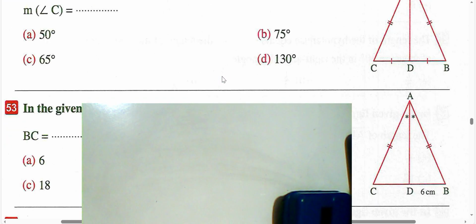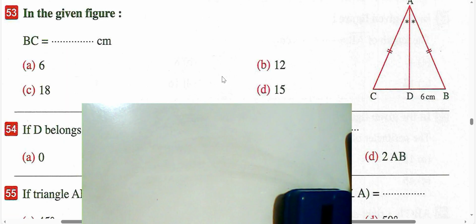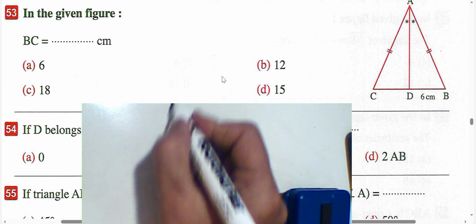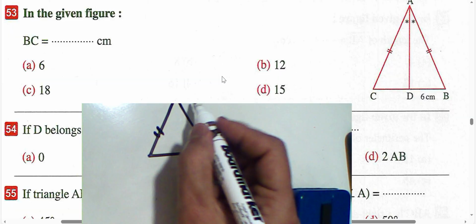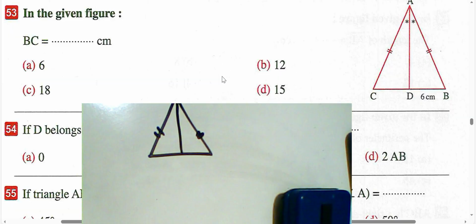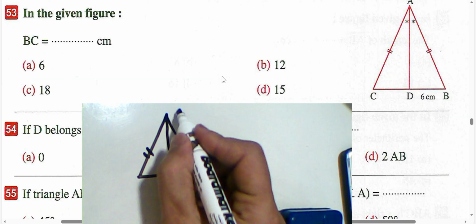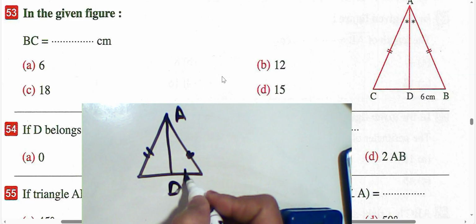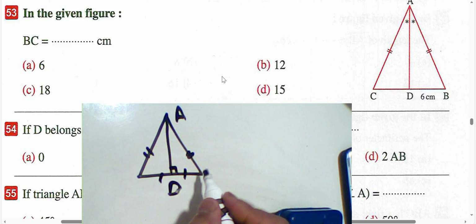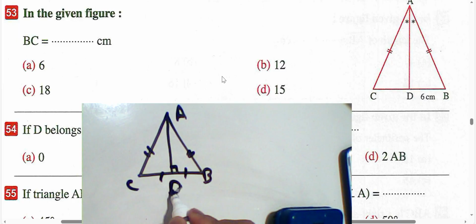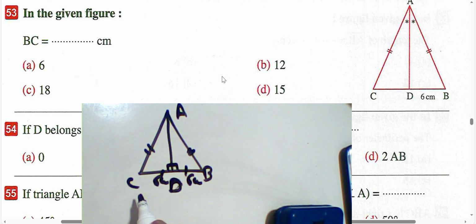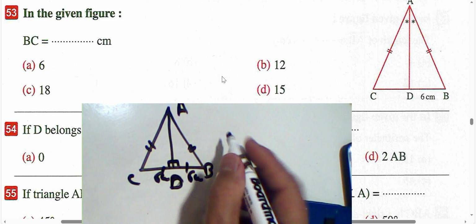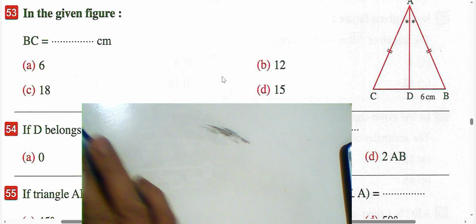Next question. In the given figure, BC equals... we have also here an isosceles triangle and bisector. DA bisects the vertex, so DA will bisect the base and be perpendicular to it. Then AD will be perpendicular to the base and bisect it. Okay, we have 6 centimeters, and this will be 6 centimeters also. Then BC will be 12 centimeters.